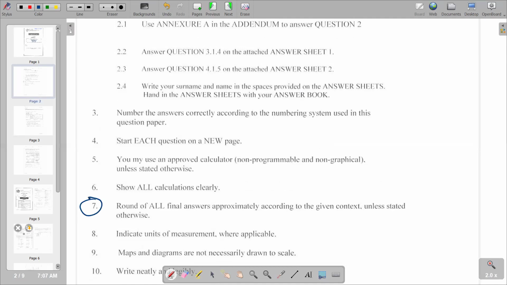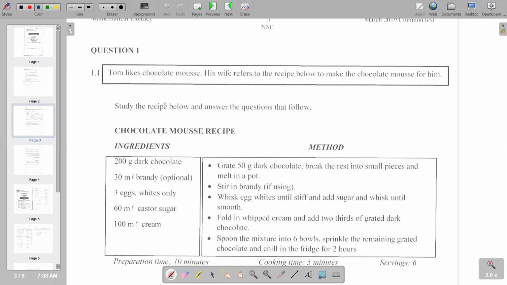With that, we can move on to the first question that we have, question 1. Question 1 reads, Tom likes chocolate mousse. His wife refers to the recipe below to make the chocolate mousse for him. Study the recipe below and answer the questions that follow. So we are given the chocolate mousse recipe, with the ingredients and the method. You just need to browse through before you answer the questions.